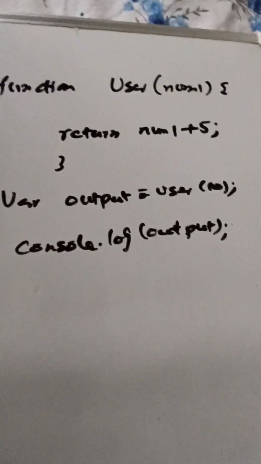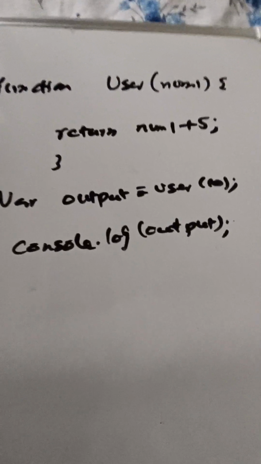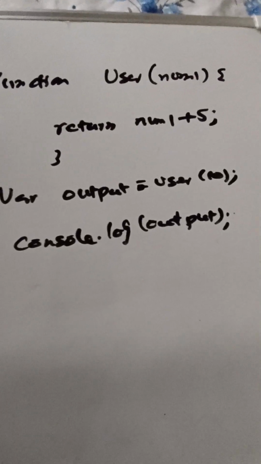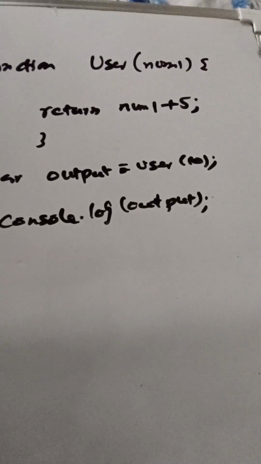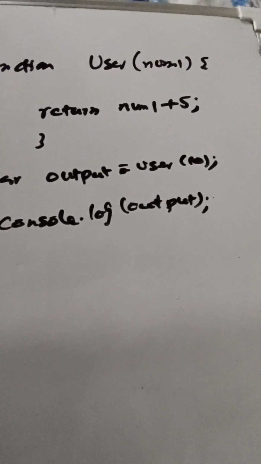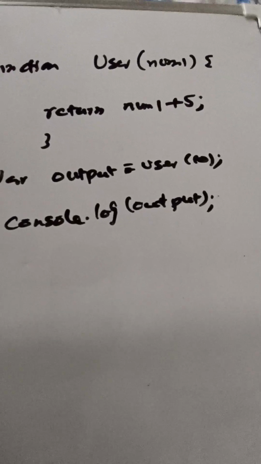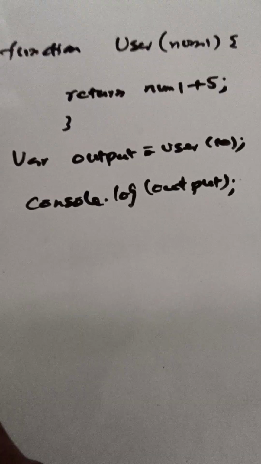Here, if you see, I'm returning something. Function user number one, return number one plus 5. For the number parameter which we are giving, we are adding the value 5. So we declare output equal to user 10, passing the parameter as 10. In that, number one gets the value 10, and in the return statement, 10 plus 5 is 15. So console.log output will be 15.